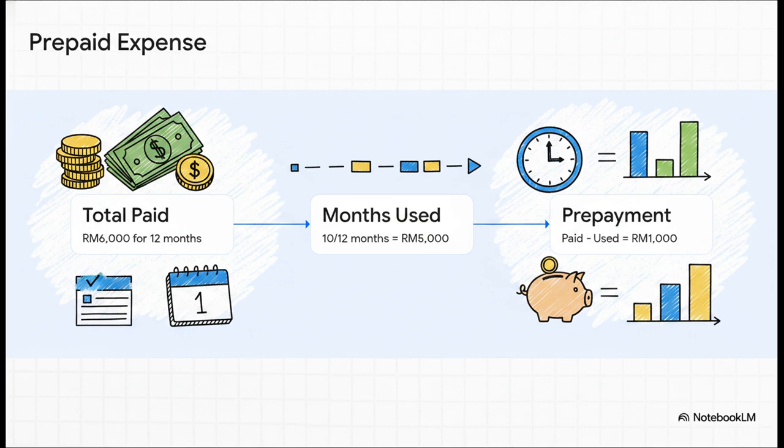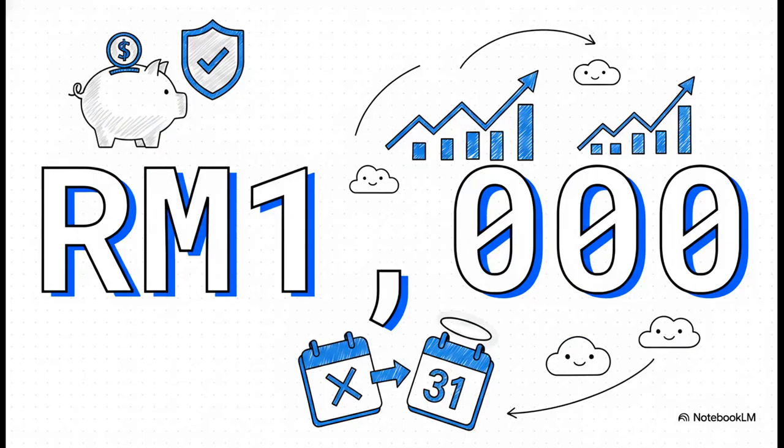Let's break down Bistari Company's insurance as an example. They paid a full year's premium of RM 6,000 starting on March 1st. But for this calendar year, they only really utilized 10 months of that coverage. Those 10 months translate to an incurred expense of RM 5,000. So, we subtract that used portion from the initial RM 6,000 they paid, and the math tells us that RM 1,000 is just sitting there, fully paid for.